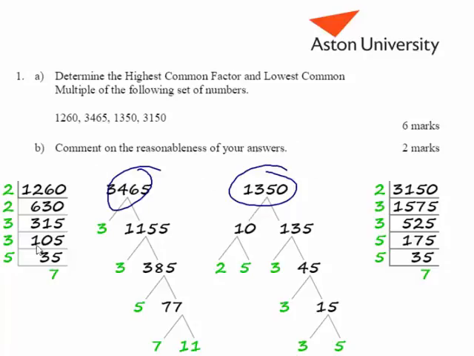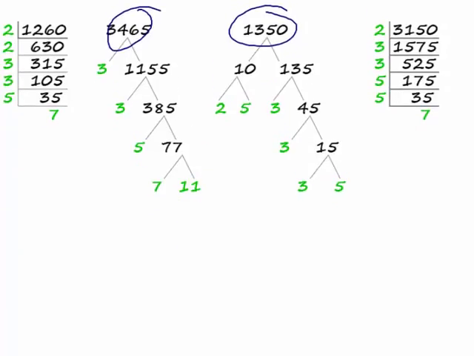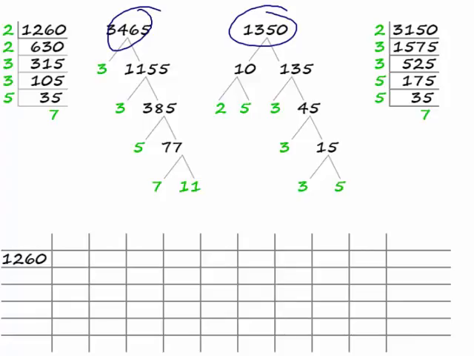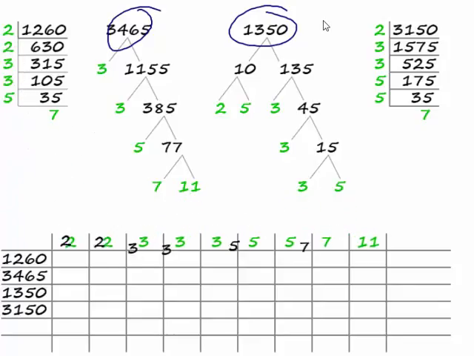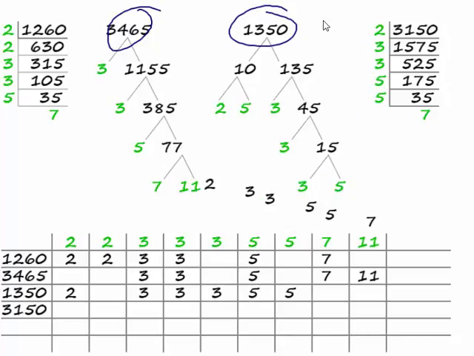We've now got all our factors and I want to put them on a table. So let's just move the page down a bit to give us a bit of space. We'll draw our table. And now what we're going to do is we're going to gather all of the factors in order and put them across the top line here. Then we'll take the factors of 1260 and put those in the proper columns, then the factors of 3465 and so on. That's all the factors of 1260, 3465, 1350 and finally 3150.